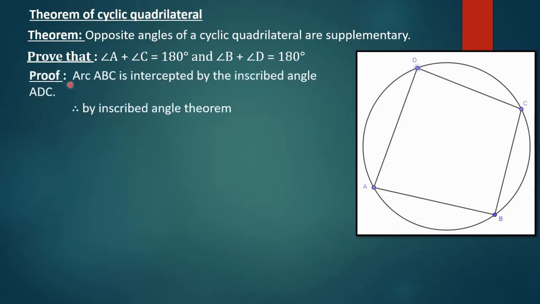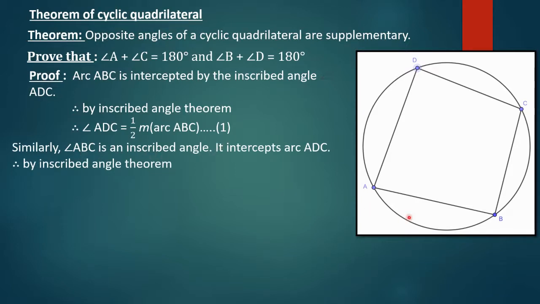Proof: arc ABC is intercepted by the inscribed angle ADC. Therefore, by the inscribed angle theorem, angle ADC will be half of the measure of arc ABC. We number this as equation 1.